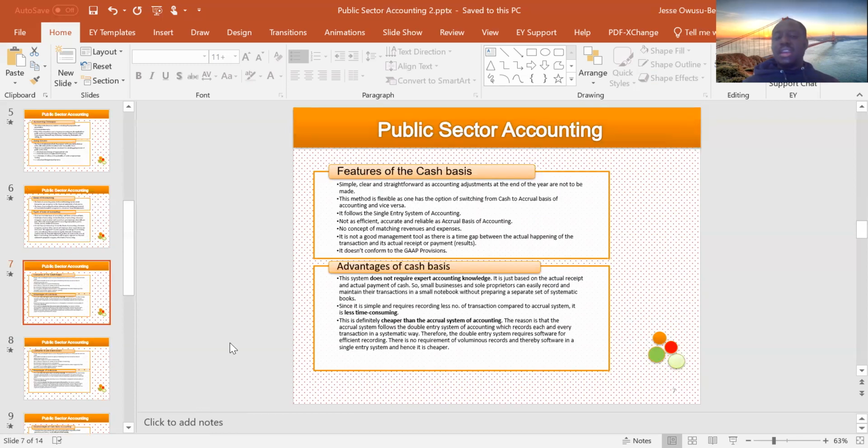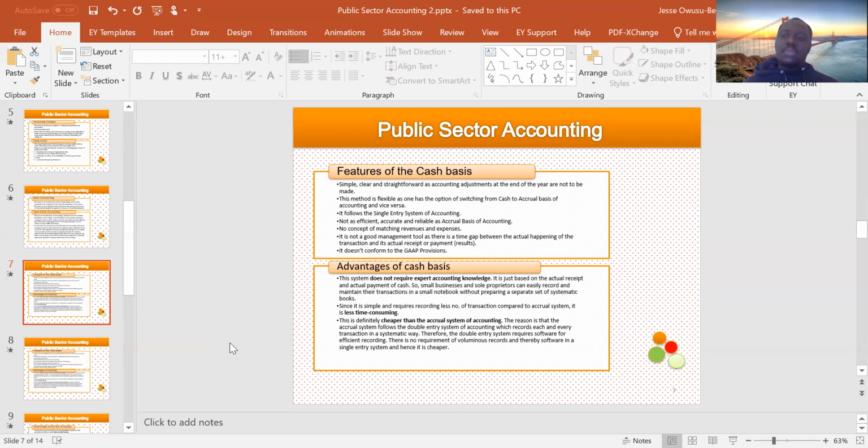So what are the features of the cash basis? The features of the cash basis are very simple, clear and straightforward. It's all about cash. If you get the cash, you record. If you pay out cash, you record. And it follows a single entry system of accounting. It does not follow the double entry, which is a debit and credit system. This one is a single entry system of accounting. And it's also not as efficient and reliable or even accurate as the accrual basis of accounting.